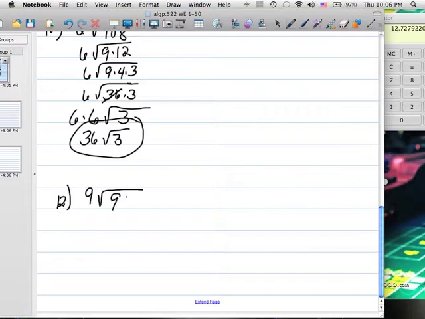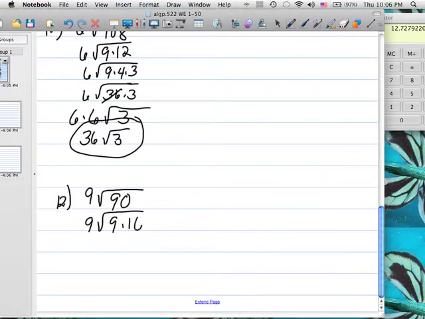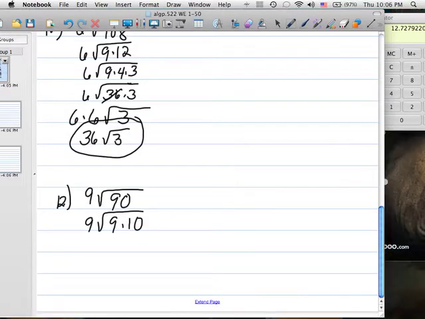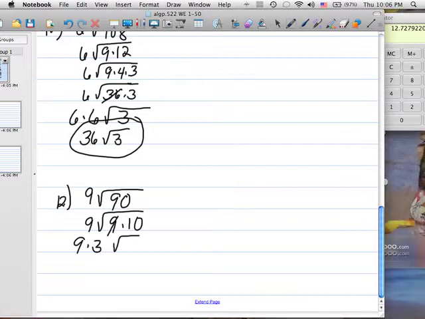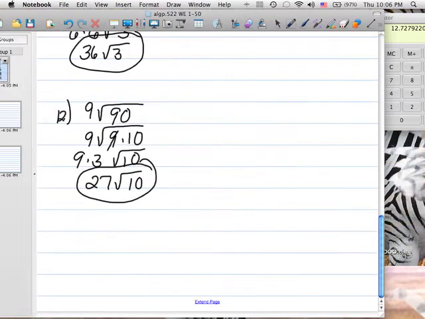Problem number 12, we have 9 times the square root of 90. I can see 9 in there, 9 times 10, and there are no perfect squares in 10. So the square root of 9 is 3. That comes out. And you have 10 left. So it's 27 radical 10.